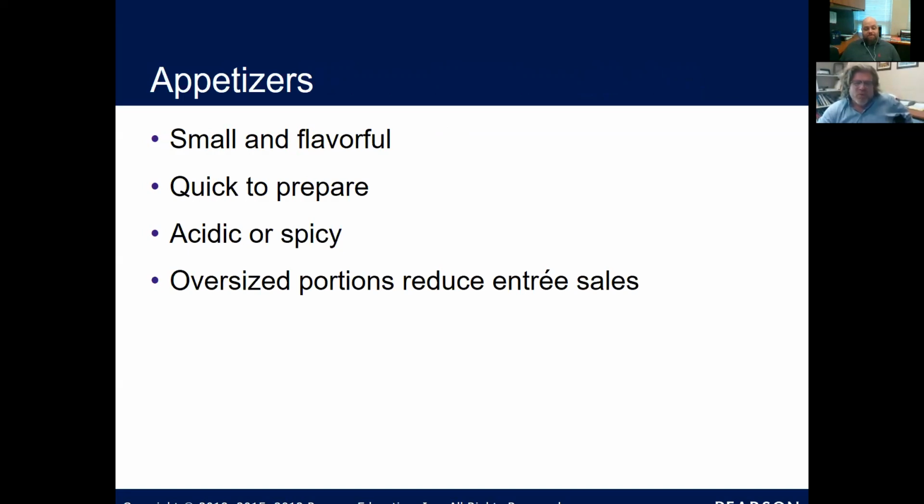Yeah. So we want things that are going to encourage people to eat. So acidic and spicy things whet the appetite. They make the mouth water. We want things, like you said, that are quick to prepare. And we want them to be small and intense, because if we give you a big appetizer, people may order it as their entree. Yeah. If I have a gigantic, big nacho plate that's not expensive on there as an appetizer, a lot of people will order the nachos as their entree, which then reduces your check average. So we want to think strategically about this when we design our menu.